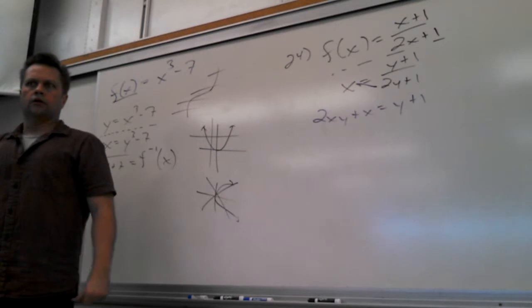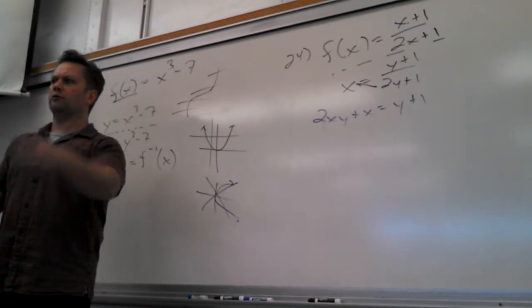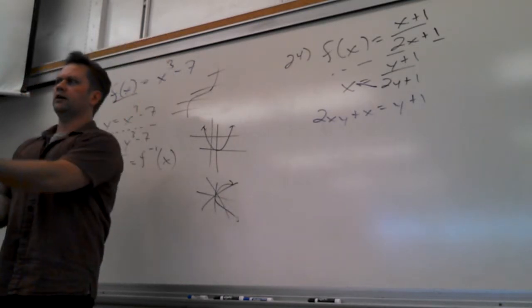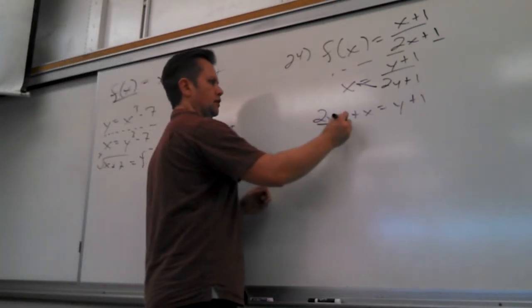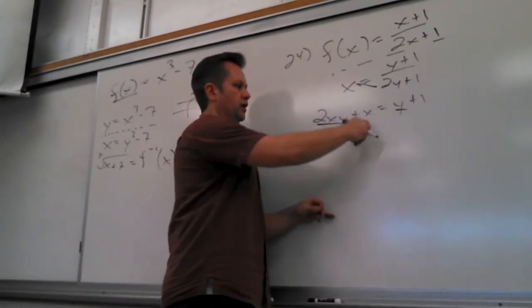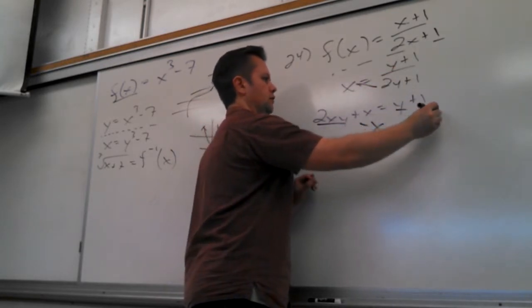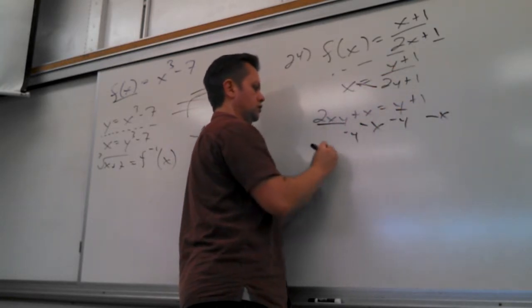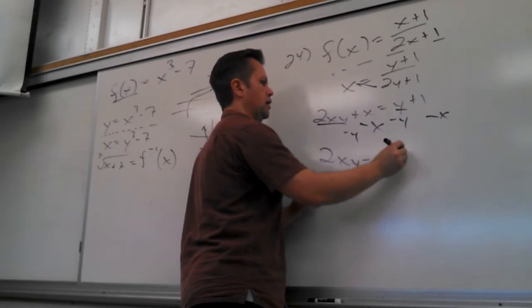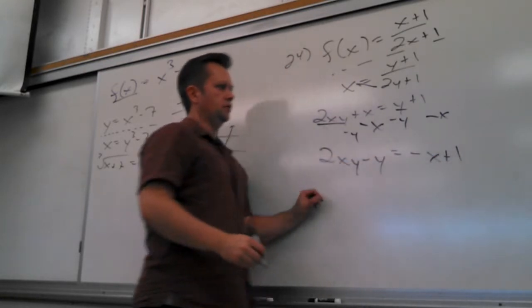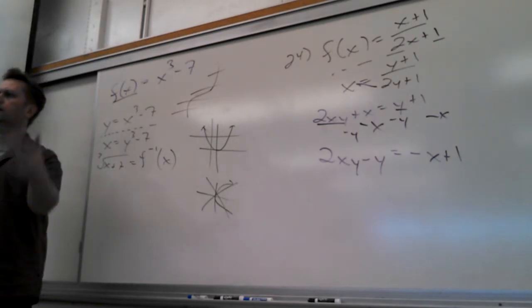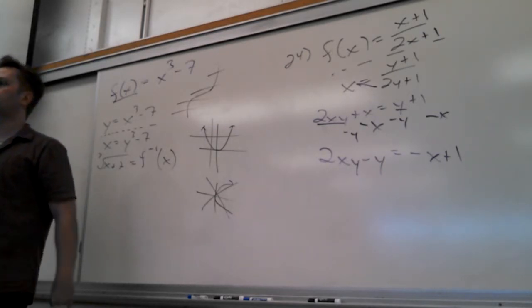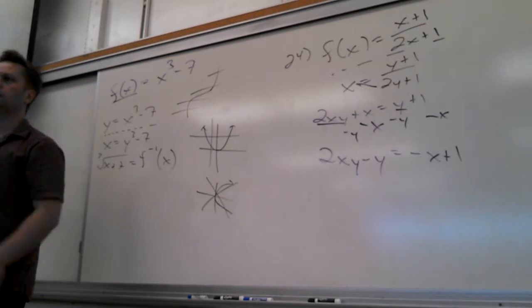So what do you do when you're trying to solve for a variable? Don't you get all of them on one side? I want to get everything that has a y in it on one side, and I want everything else to get out of the way. So I get 2xy minus y equals negative x plus 1. Let me stop there. I got all my y stuff on one side, everything else on the other side. This is what we've been doing ever since you first learned how to solve equations.